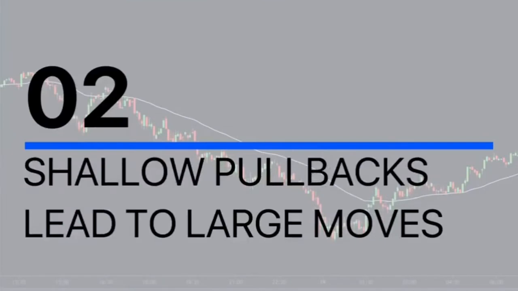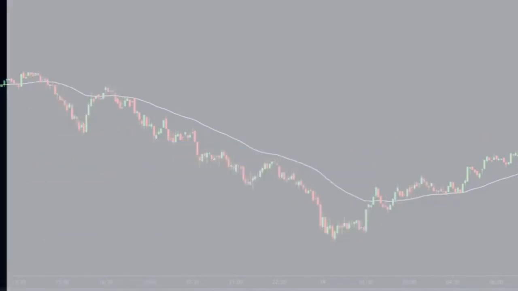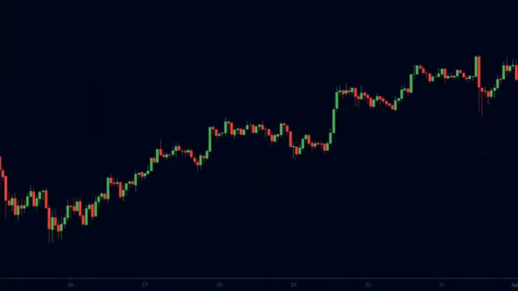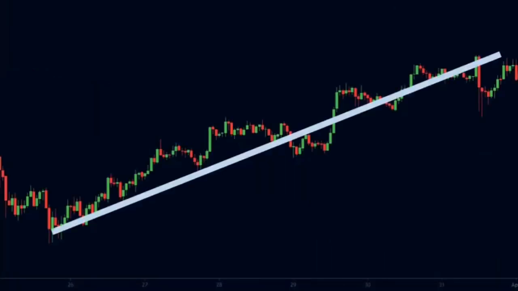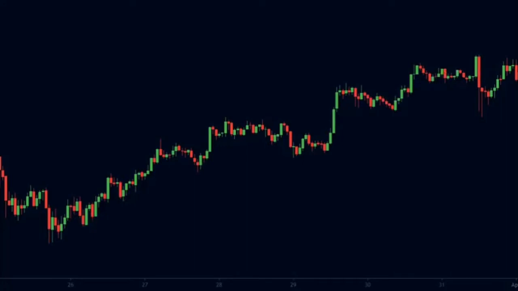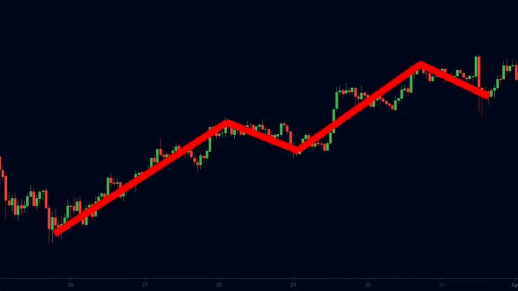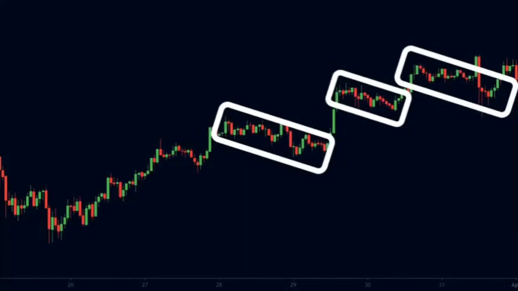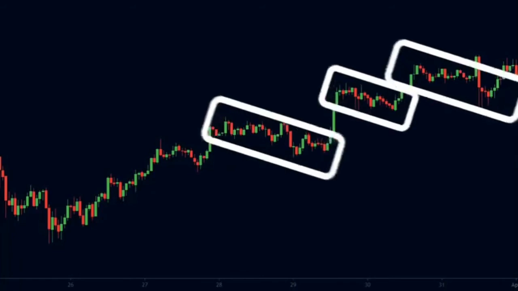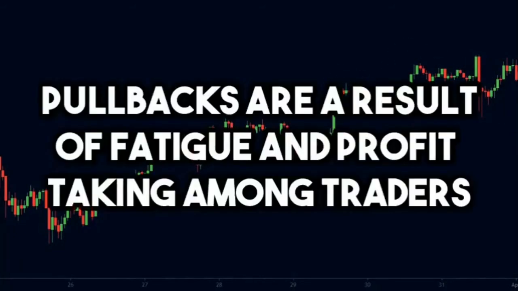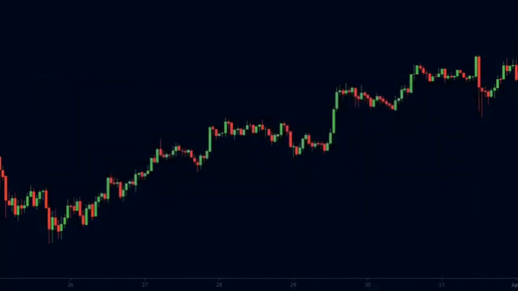Secret number 2. Shallow pullbacks lead to large moves. When the price is in a trend, it does not move in a straight line. Instead, it moves in a zigzag pattern. The price moves that are against the trend are called pullbacks. Pullbacks are a result of fatigue and profit-taking among traders. Hence, pullbacks can provide us with a lot of information about the traders.